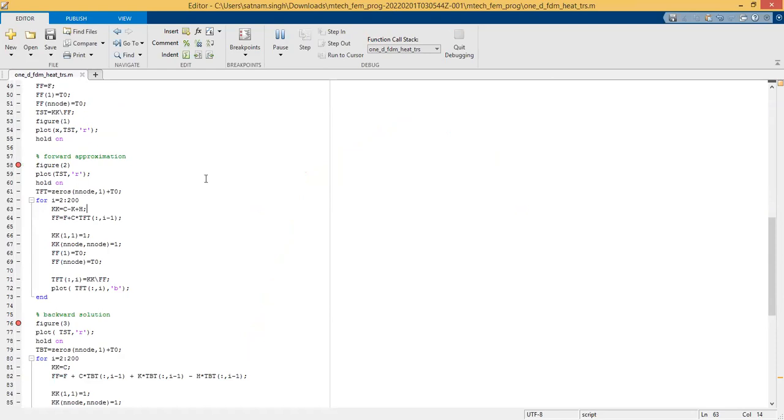I'm plotting the steady state temperature also, which is stored in a variable known as TST, T for temperature, ST for steady. That particular temperature solution is going to be used as a reference. Then in line numbers 63, 64, we are calculating the effective stiffness matrix. You might remember the particular equation which was displayed yesterday.